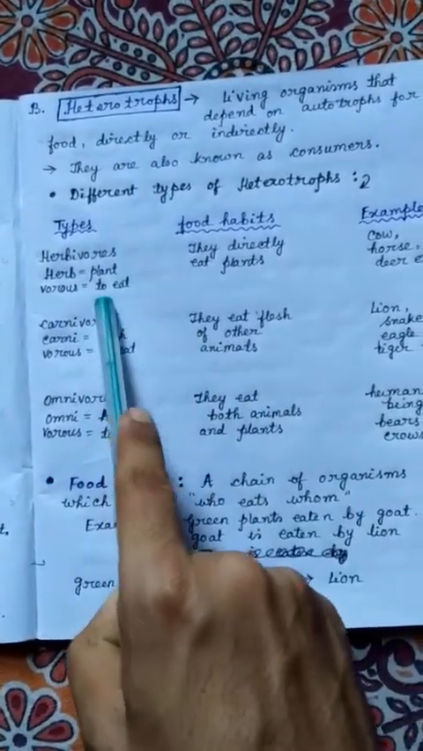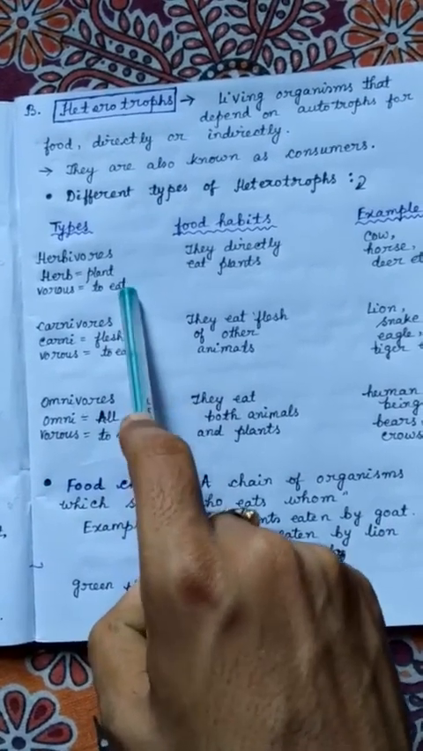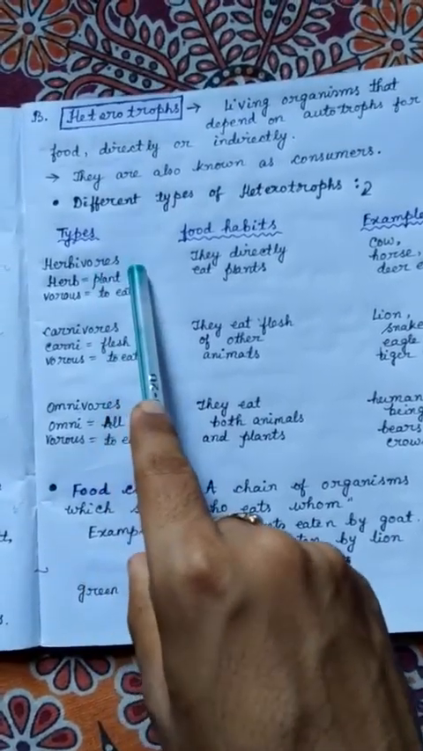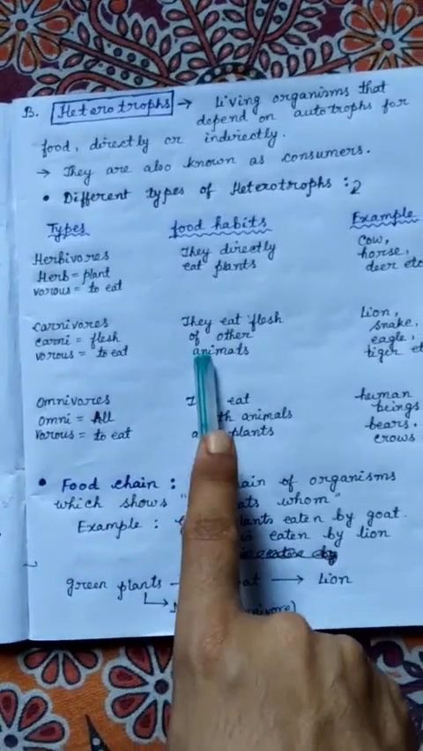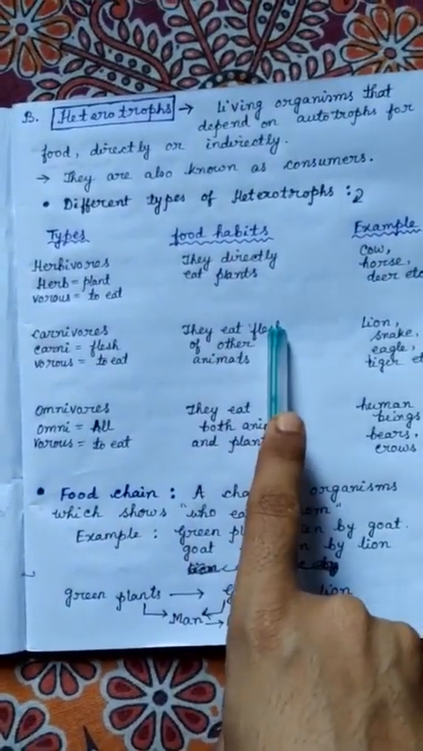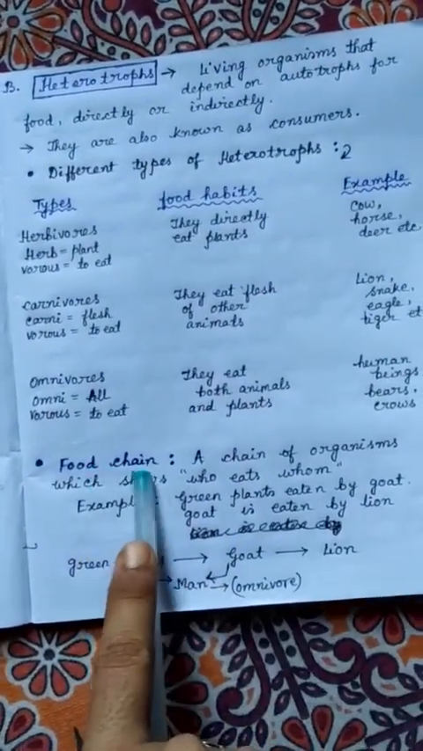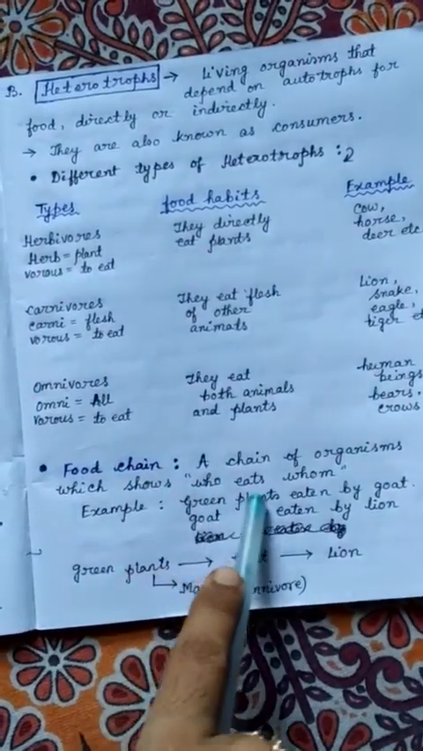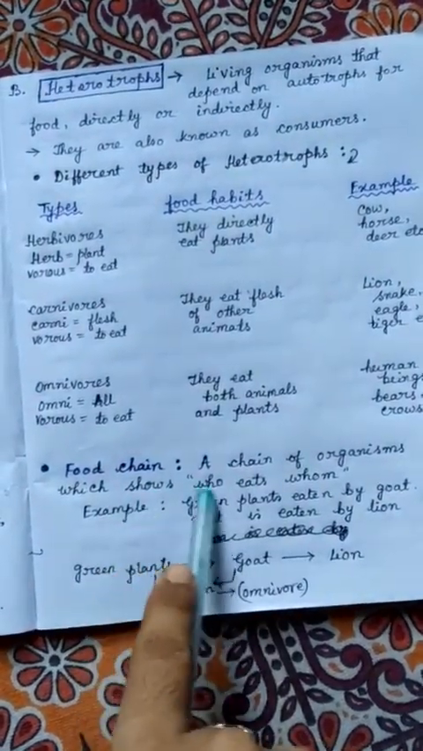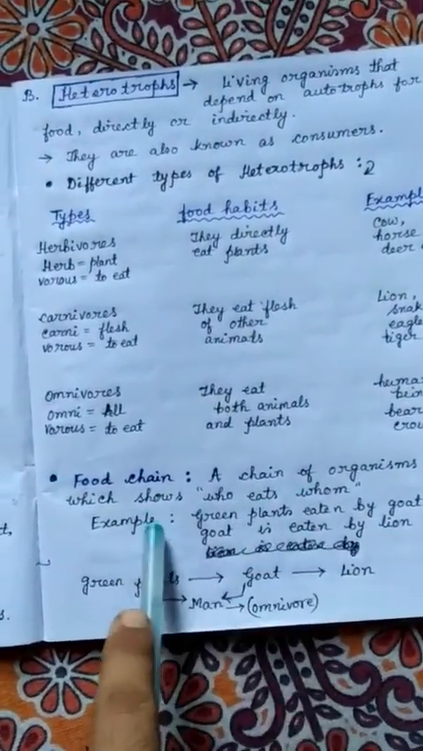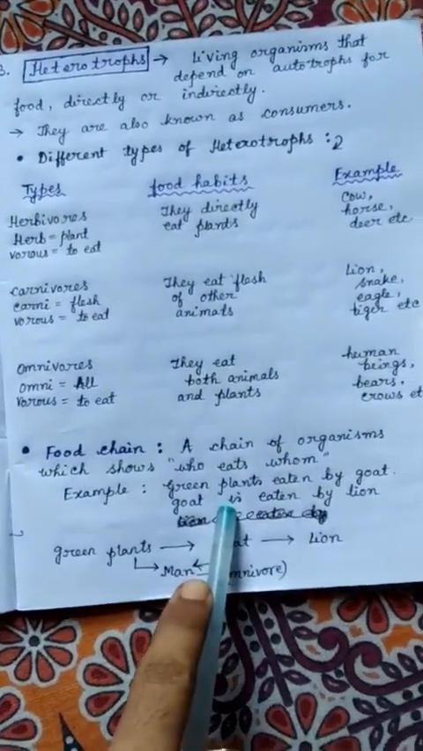Now you have to define herbivores, carnivores and omnivores with suitable examples. And the last question is what is food chain? Food chain means a chain of organisms which shows who eats whom. You have to explain it with a simple example.